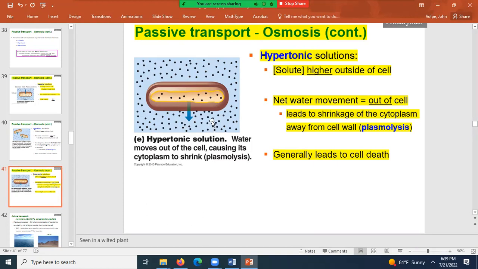That's what happens with the wilting of a plant cell, where water will leave the cell, and then the cells will shrink, and that can then lead to death of the cell. Generally, if the cell is susceptible to water loss, which is most bacteria, like E. coli, the bacteria will lose too much water, and then the cell will die.